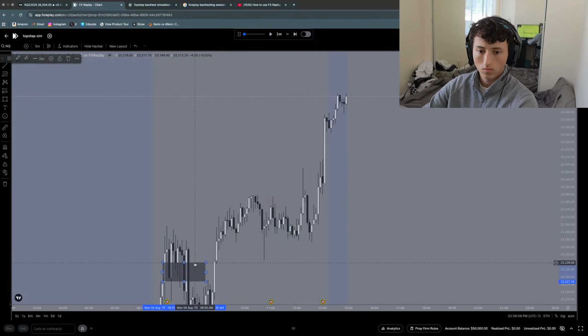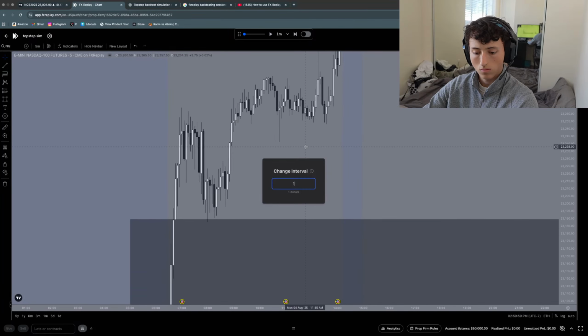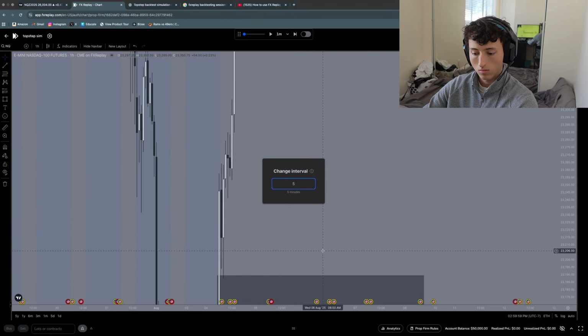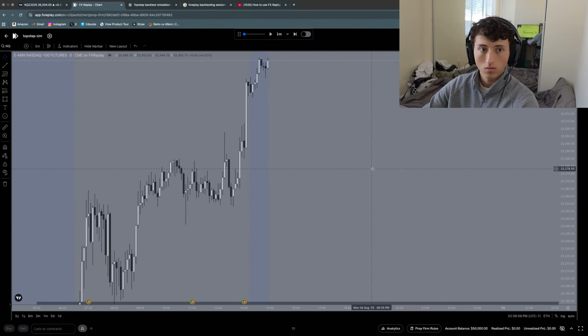We're going to target the next most significant liquidity pool, right? Let's say it's this buy side level up here, then we'll go for that, right? If you target a 1-to-1 or anywhere around there, you will have a 70+% win rate with the strategy.